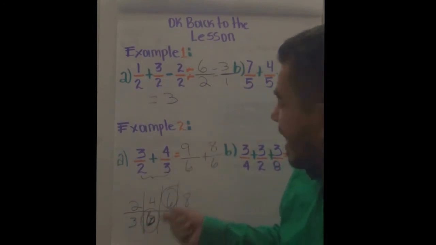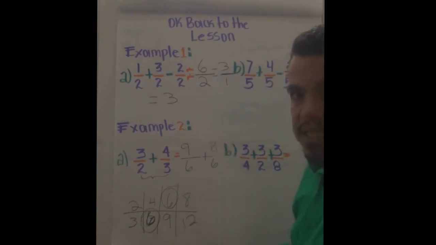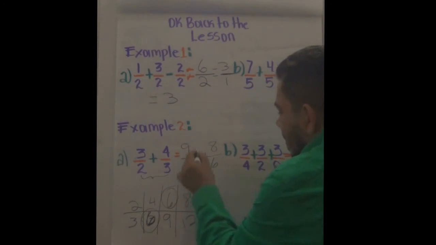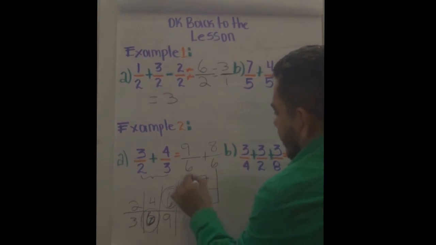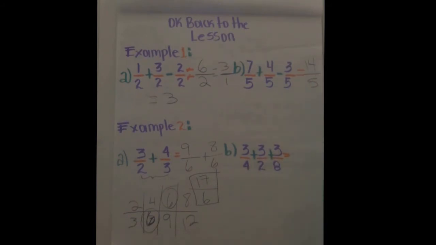And now they have the same denominator. That means that I only need to add the top. 9 plus 8 is 17. So my final answer is 17 over 6. Beautiful? Okay, let's try it with this one. So I have 4, 2, and 8.